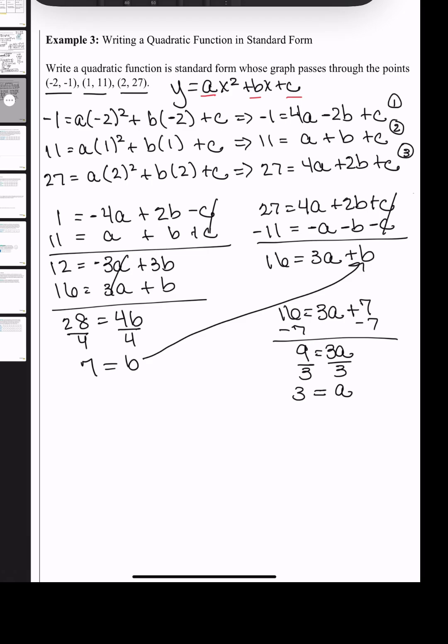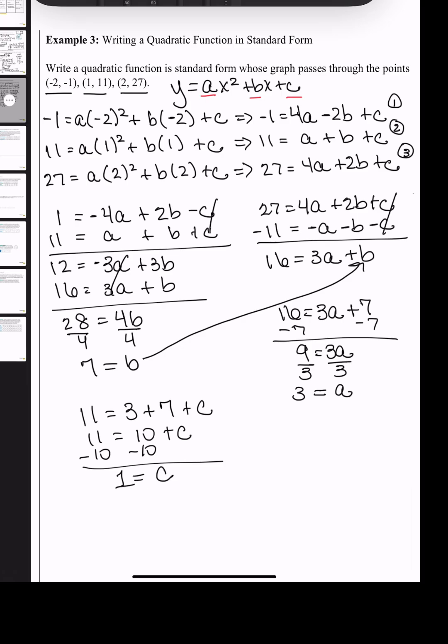And now lastly, I can take my a and my b and plug it back into any of my first three original equations. How about I'll do the second equation, since they don't have any coefficients. It's just a, b, and c all have a coefficient of 1. So we'll say now 11 equals 3 plus 7 plus c. So 11 equals 10 plus c, or subtracting 10 from both sides, c will equal 1.